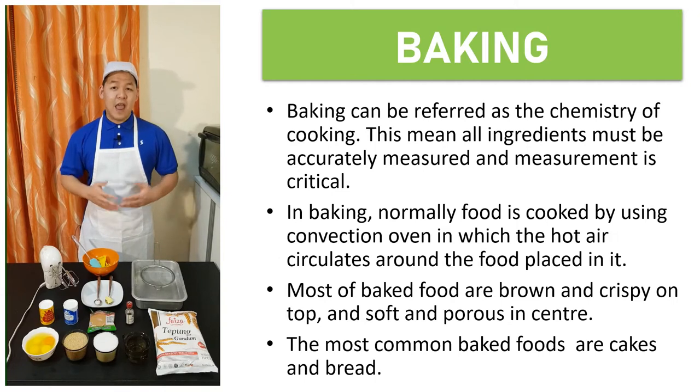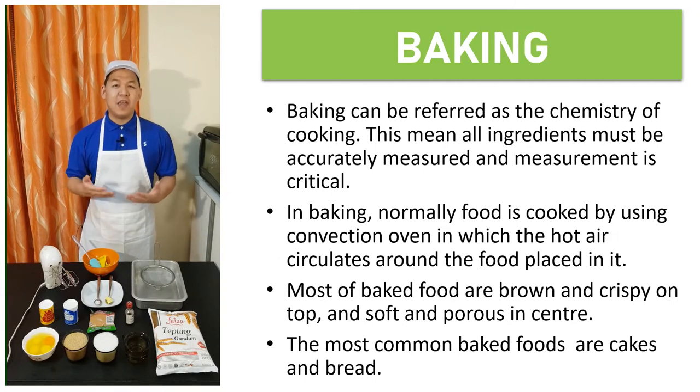Baking can be referred to as the chemistry of cooking. This means all ingredients must be accurately measured, and measurement is critical. This is because a small error in the measurement will affect the final result of the baking process.